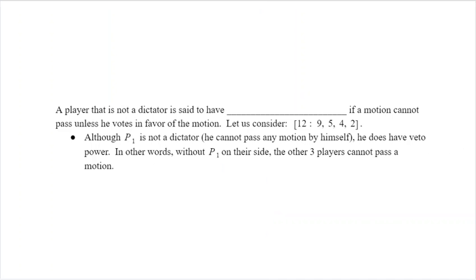Now, the other special type of player is a player who is not a dictator, but has veto power. So they are not a dictator, which means they cannot pass a motion by themselves, but veto power means that no one can pass a motion without them. So let's look at this situation. We have a quota of 12 and 4 players with 9, 5, 4, and 2 votes.